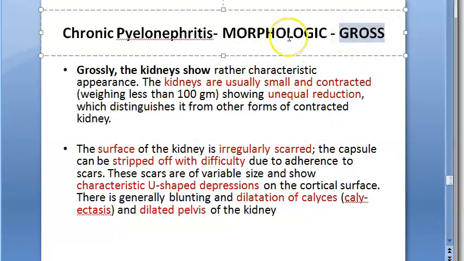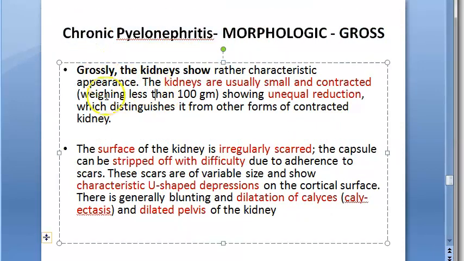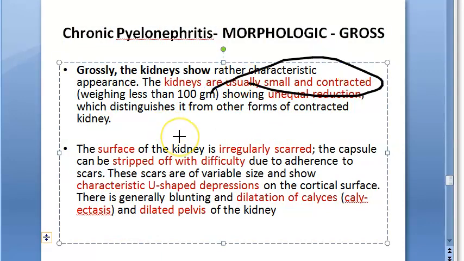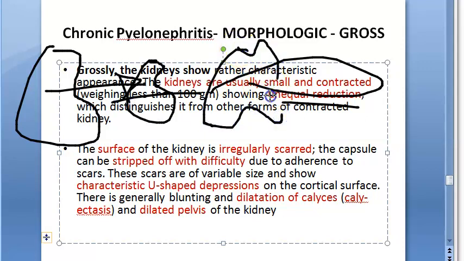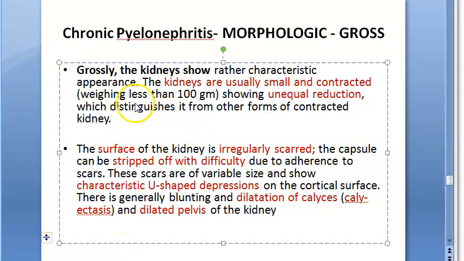Now let us see the gross of chronic pyelonephritis. As we already told you, the kidneys are going to be small, contracted. They're going to weigh much less than 100 grams. There is unequal reduction. It's not like a normal kidney that became like this; this can happen in many conditions, but here it is an unequal reduction. You have seen that there are U-shaped scars at the poles, etc. So there is unequal reduction and you can distinguish it from other forms of contracted kidney.